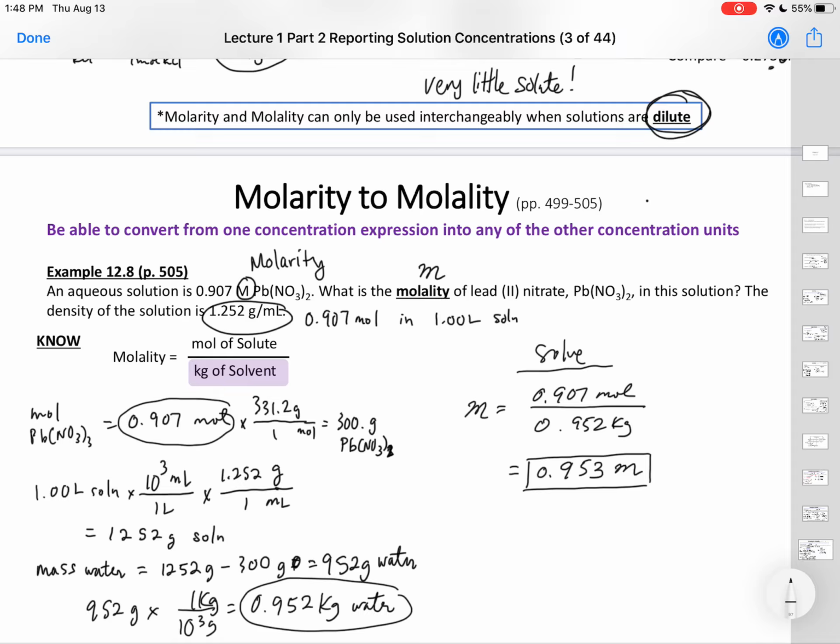Really, the idea of this video is to be able to calculate either molarity, molality, mole fraction, or mass percent as the concentration. And the second main point in this video is to be able to convert from these concentration expressions. This is actually the main emphasis of Chapter 12, so this is really where the bulk of the calculations lie.